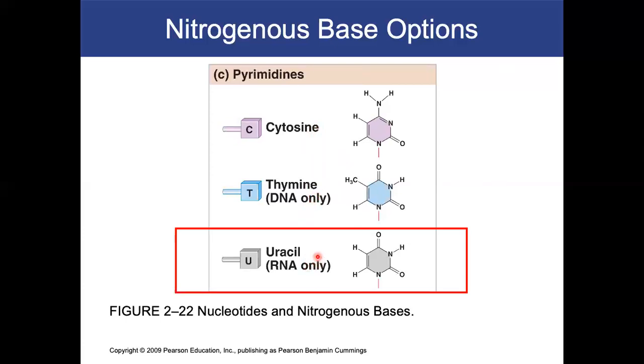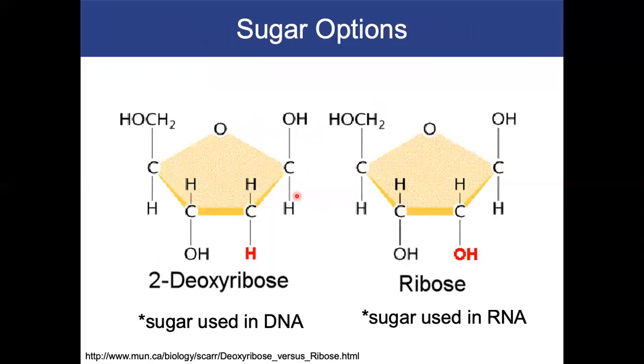DNA, deoxyribonucleic acid, is found in the nucleus. It stays in the nucleus. Uracil is the RNA component, so uracil replaces thymine when you're making RNA. So uracil is found in RNA, and thymine is found in DNA only.